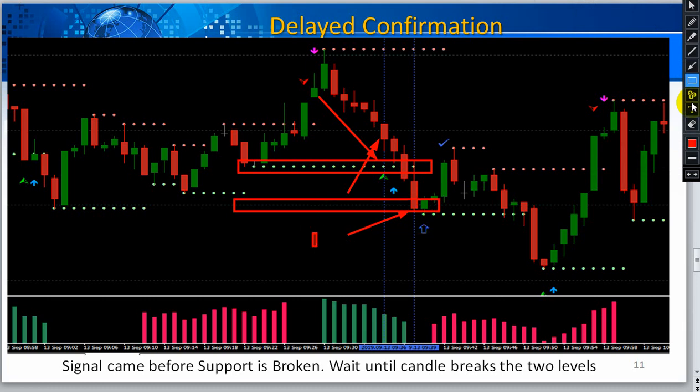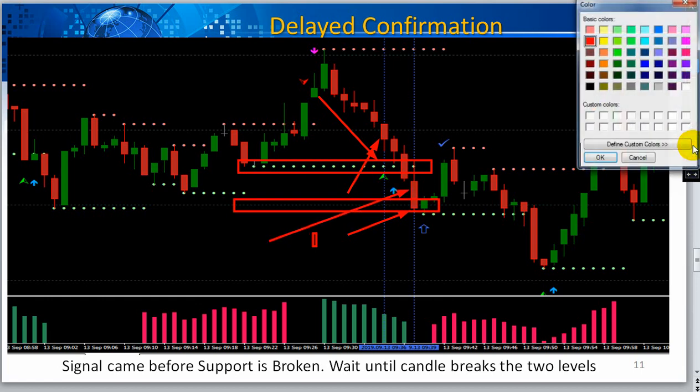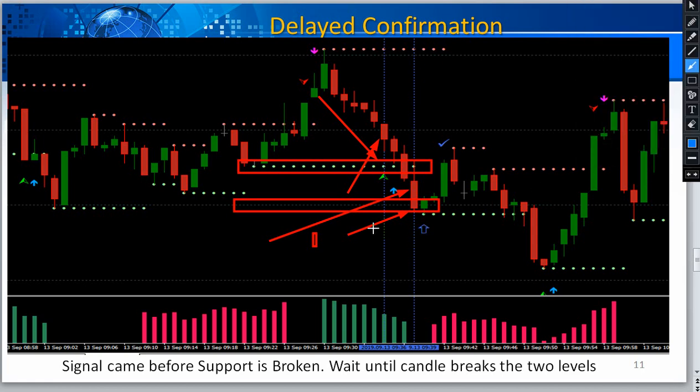Sorry, this is the candle I'm talking about, this one. No, it's not picking color as such, but it's okay. This is the candle I'm talking about. It's the one that broke. If you see, the wick touched that line. Also, the solid candle broke below this line.